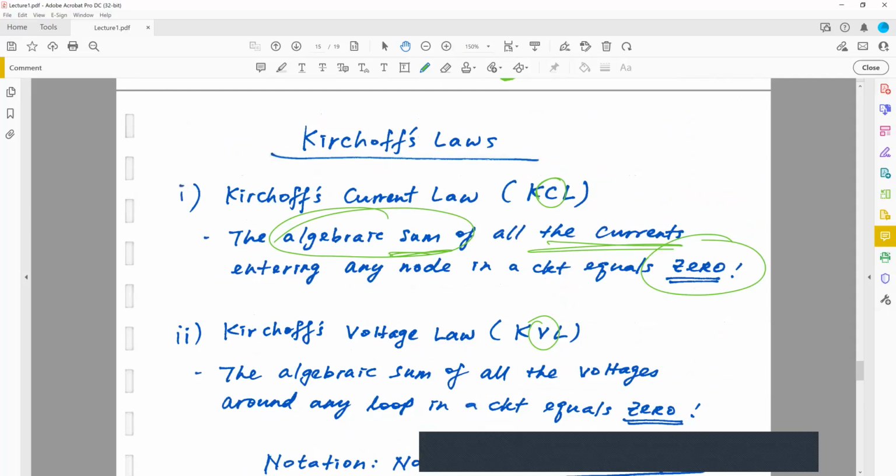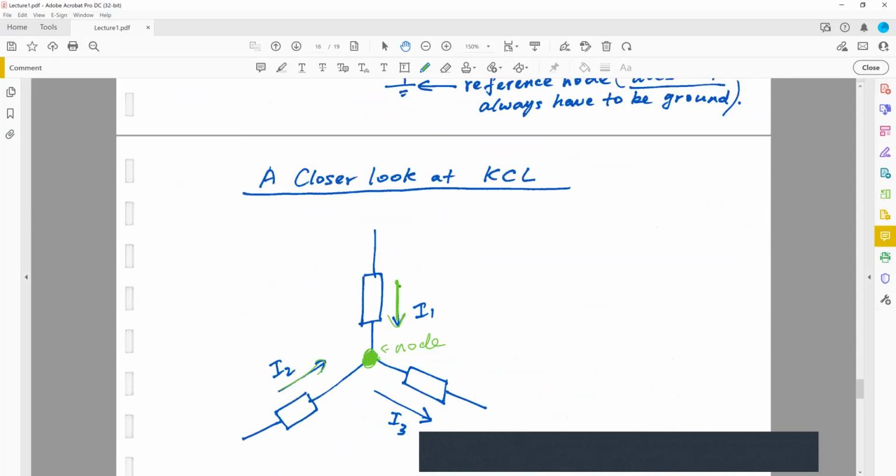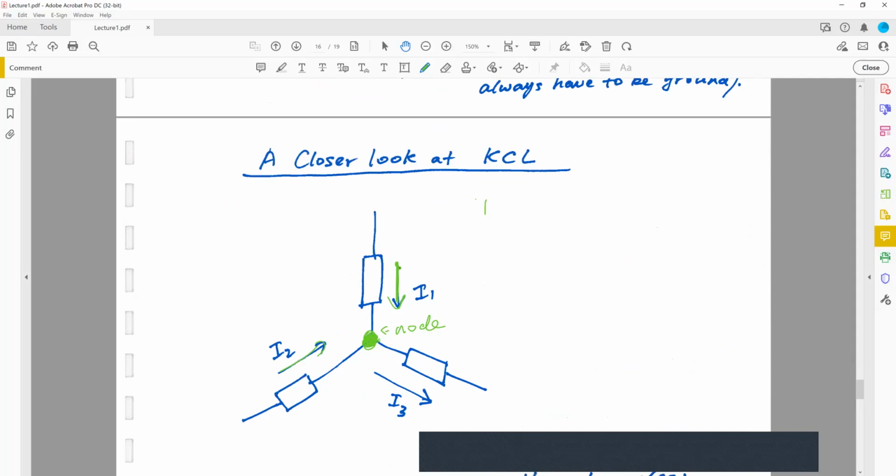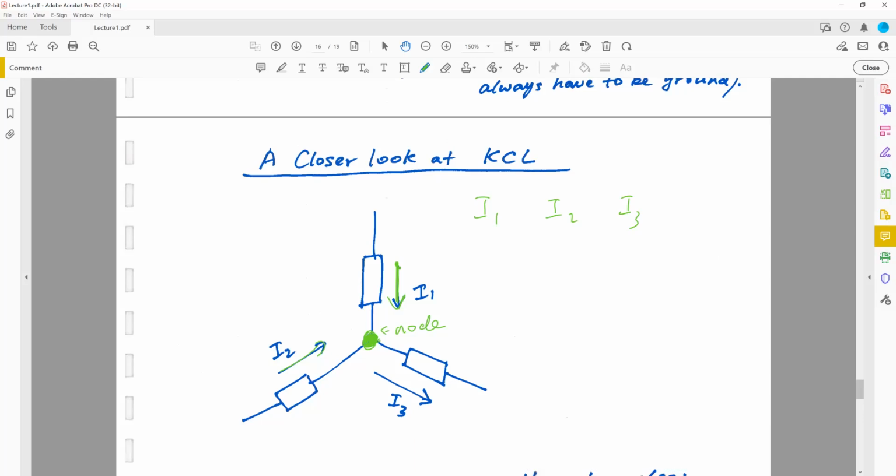The algebraic sum of all the currents. How many currents do I have? I1, I2, and I3, right? The key here is entering a node, any node, but I only have one node. The algebraic sum of all the currents entering a node in a circuit has to be equal to 0. If I apply that definition, the sum I1, I2, and I3 has to be equal to 0.